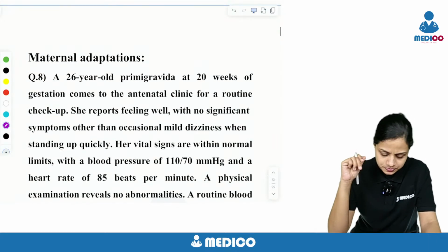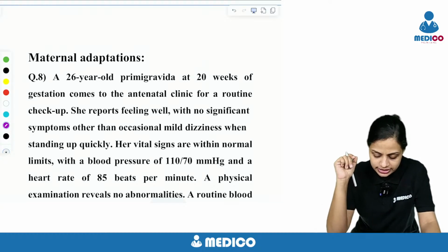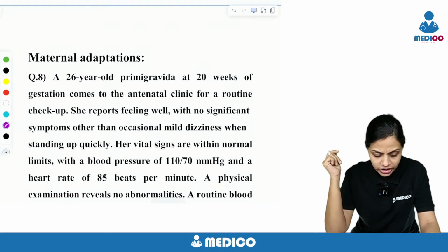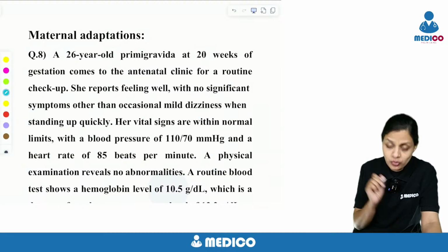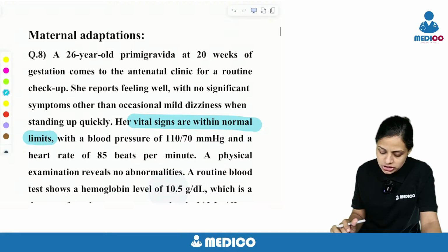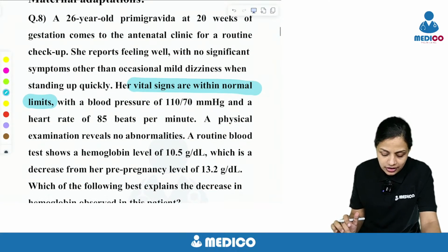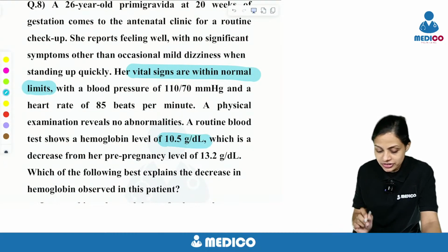Next question. A 26-year-old primigravida, 20 weeks, comes to the antenatal clinic for a routine checkup. She reports feeling well with no significant symptoms other than occasional mild dizziness when standing up quickly. Her vital signs are within normal limits. Always look at her vitals. Blood pressure is 110/70 and heart rate is 85 beats per minute. Physical examination reveals no abnormalities. Routine blood test shows a hemoglobin level of 10.5.